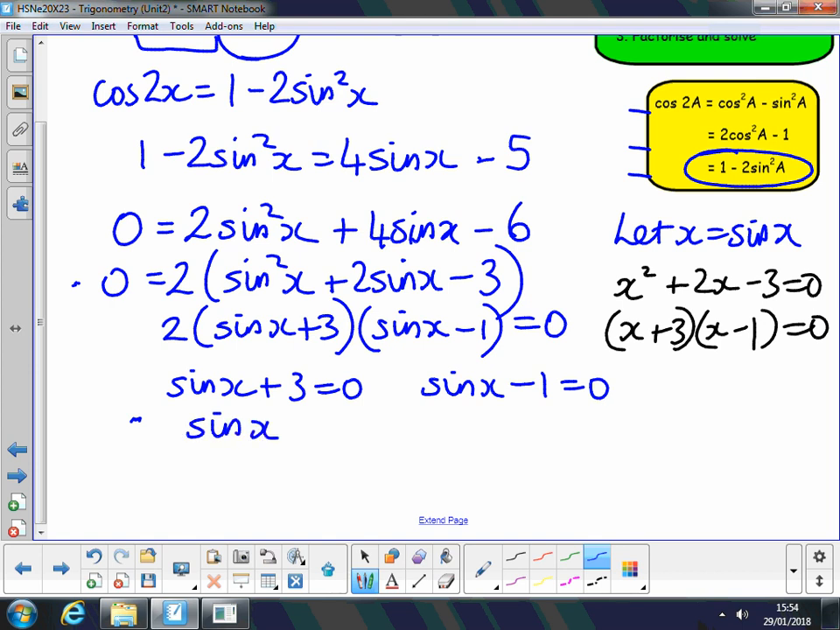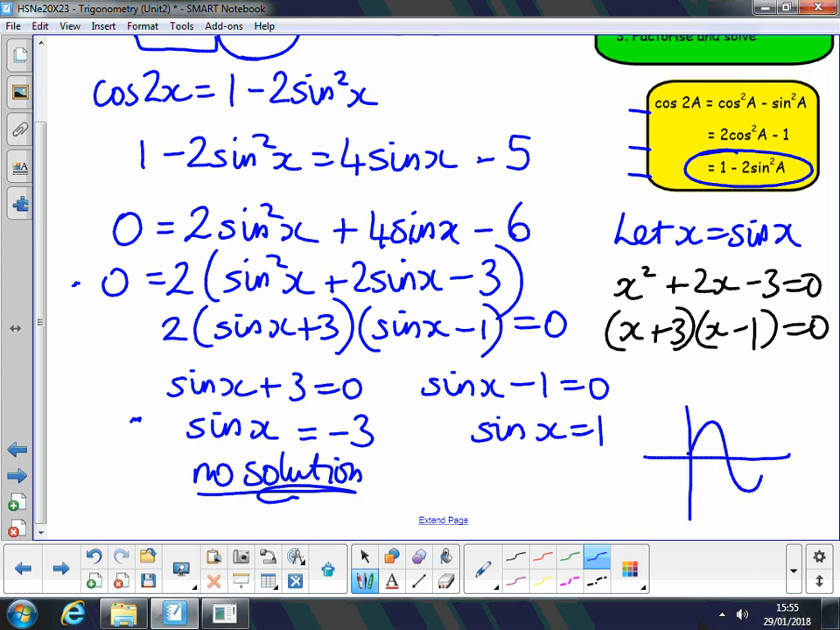So on the left hand side, sin x is equal to -3. There's no solution because your maximum value of sin x is 1 and your minimum value is -1, so there's no solution there. And we have on the right hand side, sin x is equal to +1, and again, using your graph, the only value is there, which is at 90 degrees. So x is equal to 90 degrees, and that is your final answer.